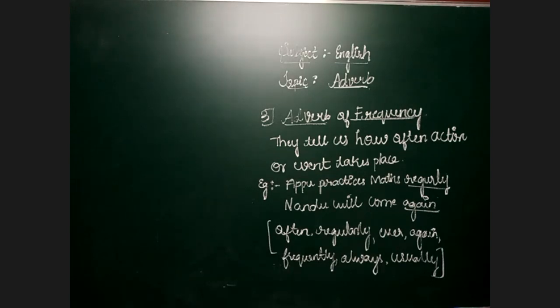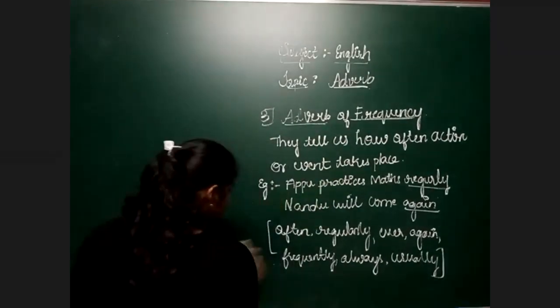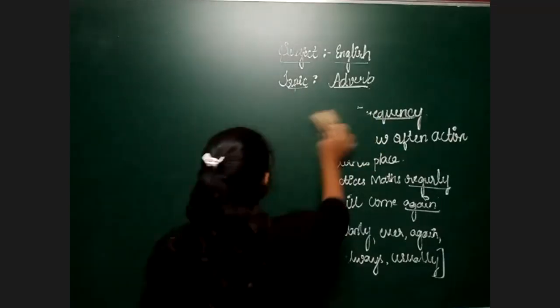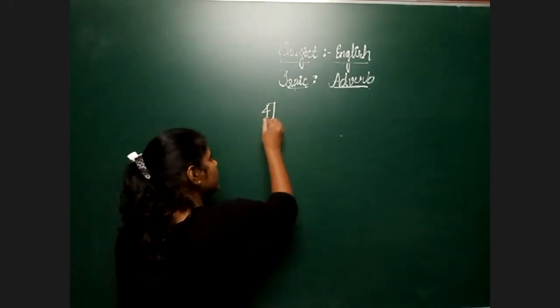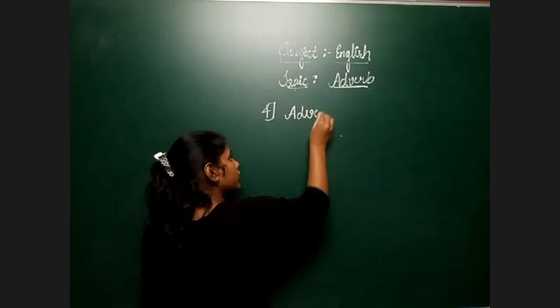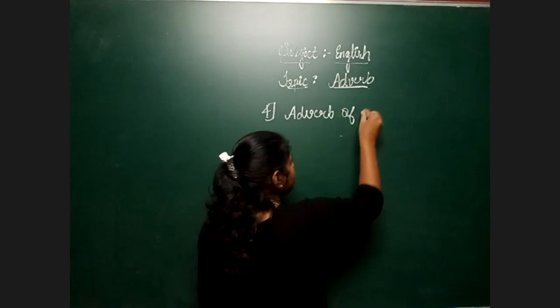Yes, good, well. Shall I move on to the next one? Please kindly raise your hands if you are writing. Hope you all completed, I think so. I'll move on to the fourth type of adverb. The fourth type of adverb is adverb of place. Okay, what is this adverb of place?